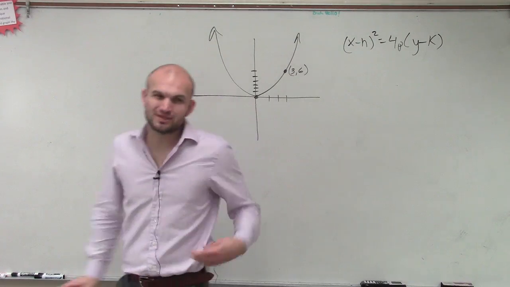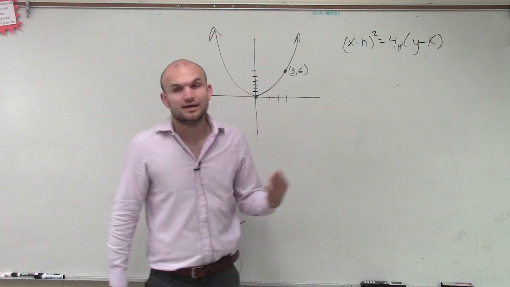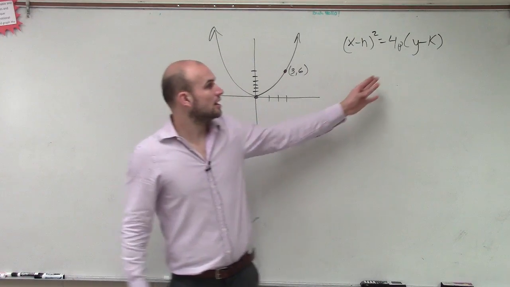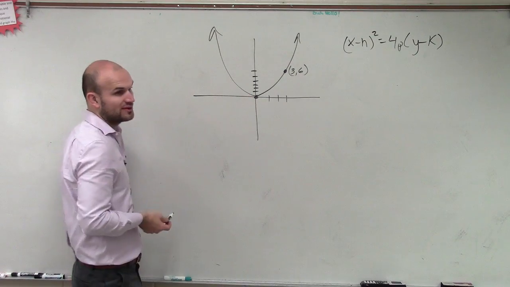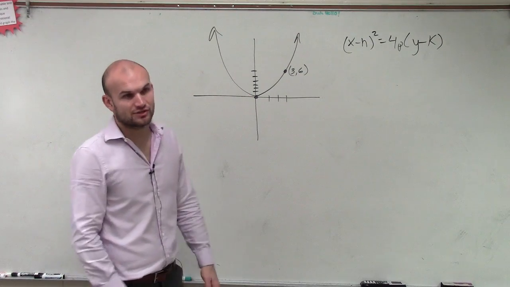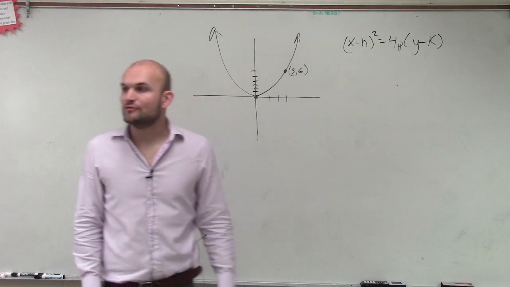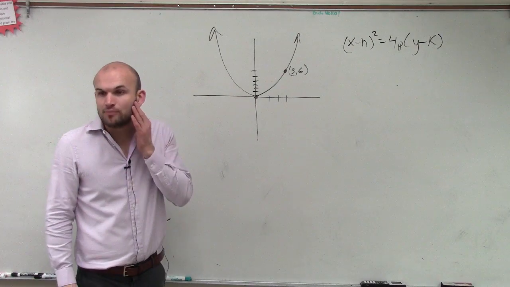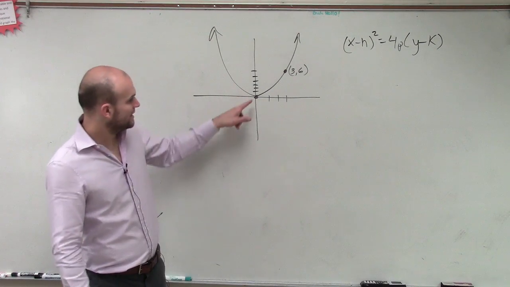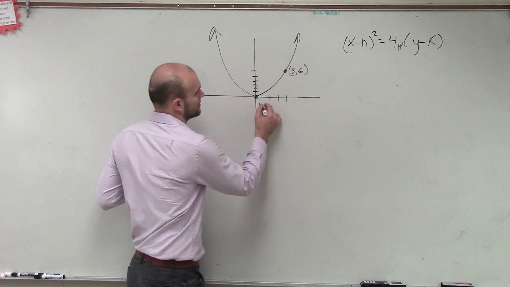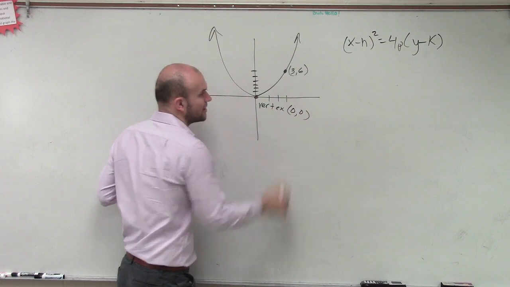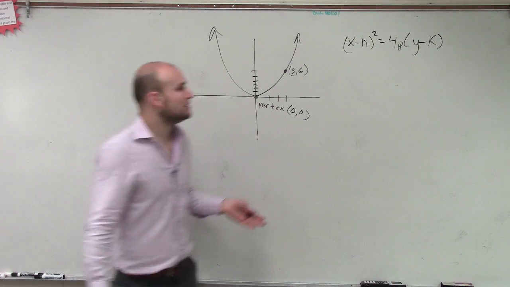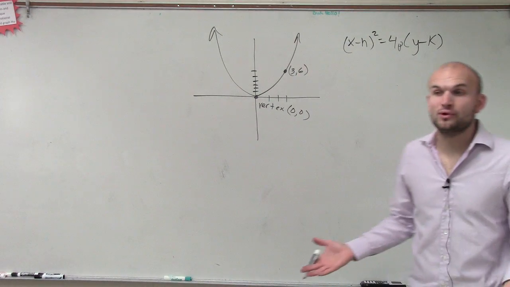And remember, really, the one difference we have with this is, remember, p is going to be our distance to our focus, which we do not have labeled. We don't know where the focus is at, nor do we know where the directrix is at, right? However, we do have some points, though, that we can use. One is we're given the vertex. The vertex is at 0, 0. And then remember, 3, 6, that's a point on the line.